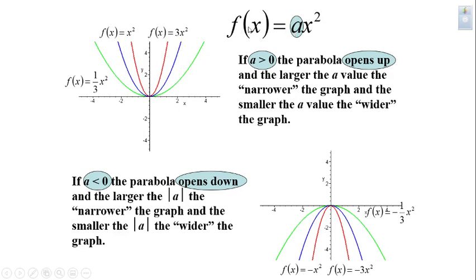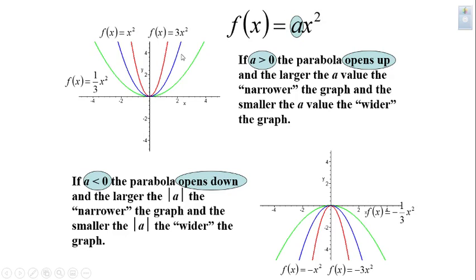So a function of the form f of x equal to ax squared, where a is either a positive number or a negative number. Now, if a is a positive number, the graph will remain opening upward, like the y equal to x squared graph. So if I have y equal to 3x squared, which is represented by this blue graph here, then the graph is still opening upward. And if I do y equal to 1/3 x squared, then the graph is also still opening upward.